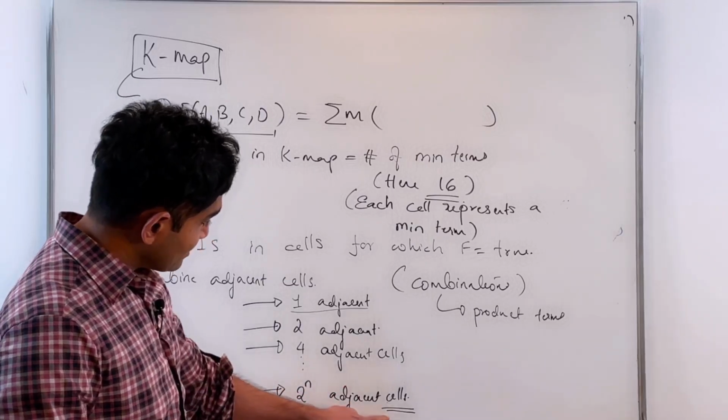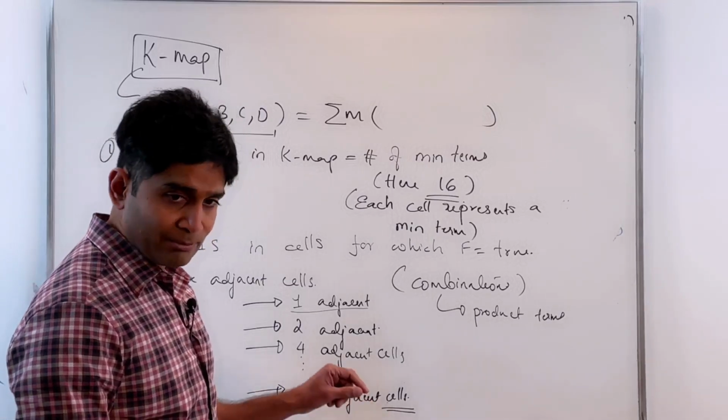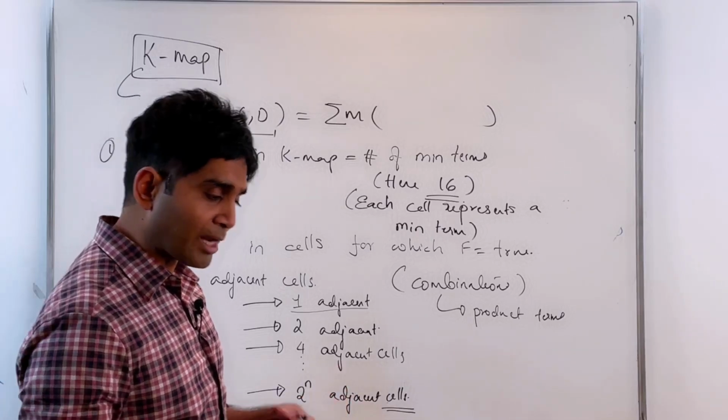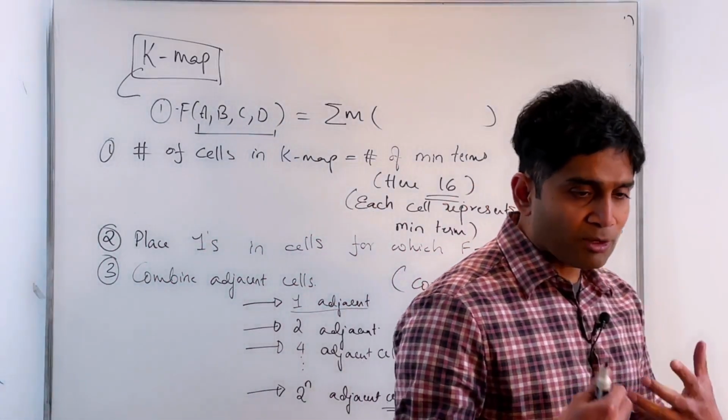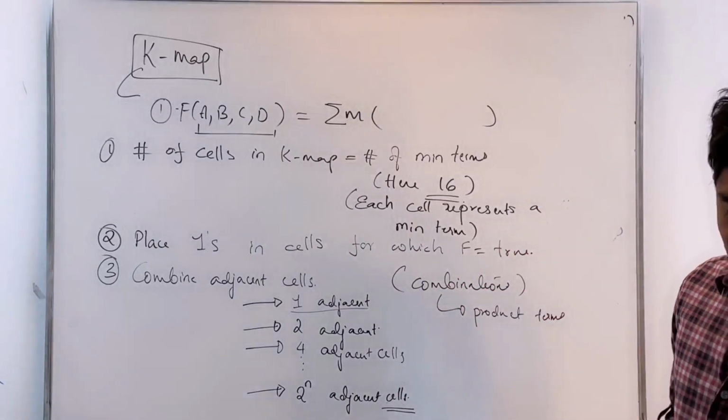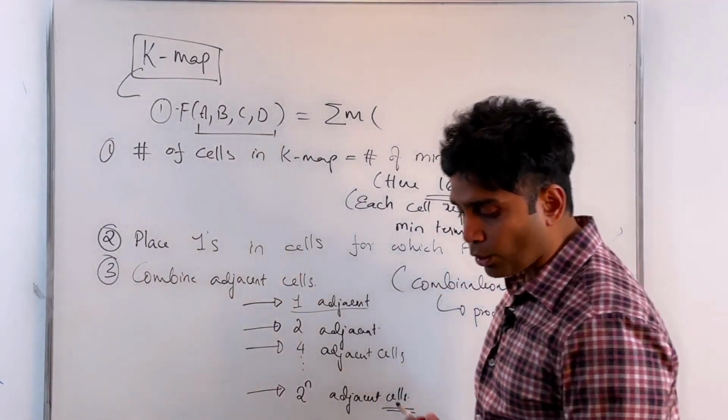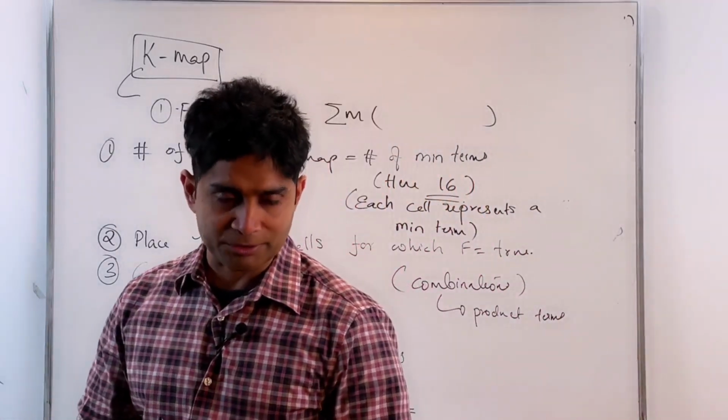2 power n adjacent cells, I'll be eliminating n variables from my product term. So the larger the combination, the more variables I am eliminating from my product term. So my goal is to always go for the largest possible combination.